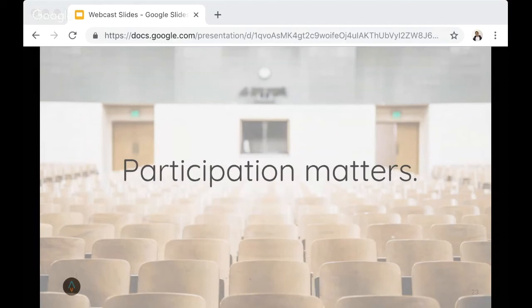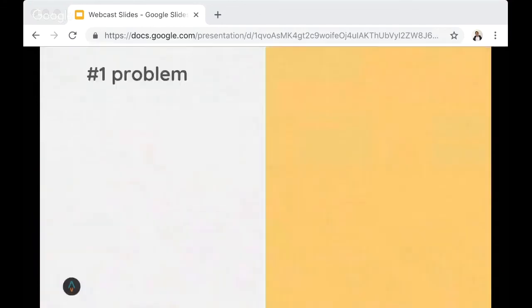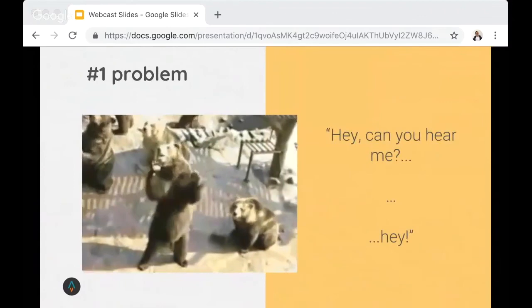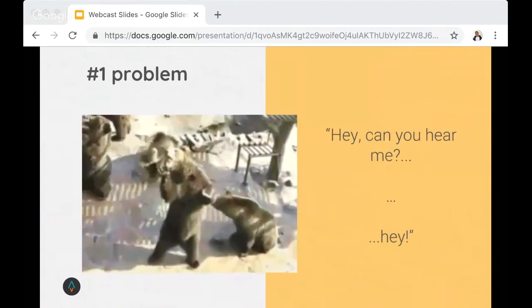And in fact, we've seen companies with thousands of employees who can achieve participation rates of above 95%. So how do they do this, and what is the problem that they tackle to ensure that participation is high? And it's not just bugging people to take the survey or threatening them or coercing them. The number one problem is this: people don't feel heard.